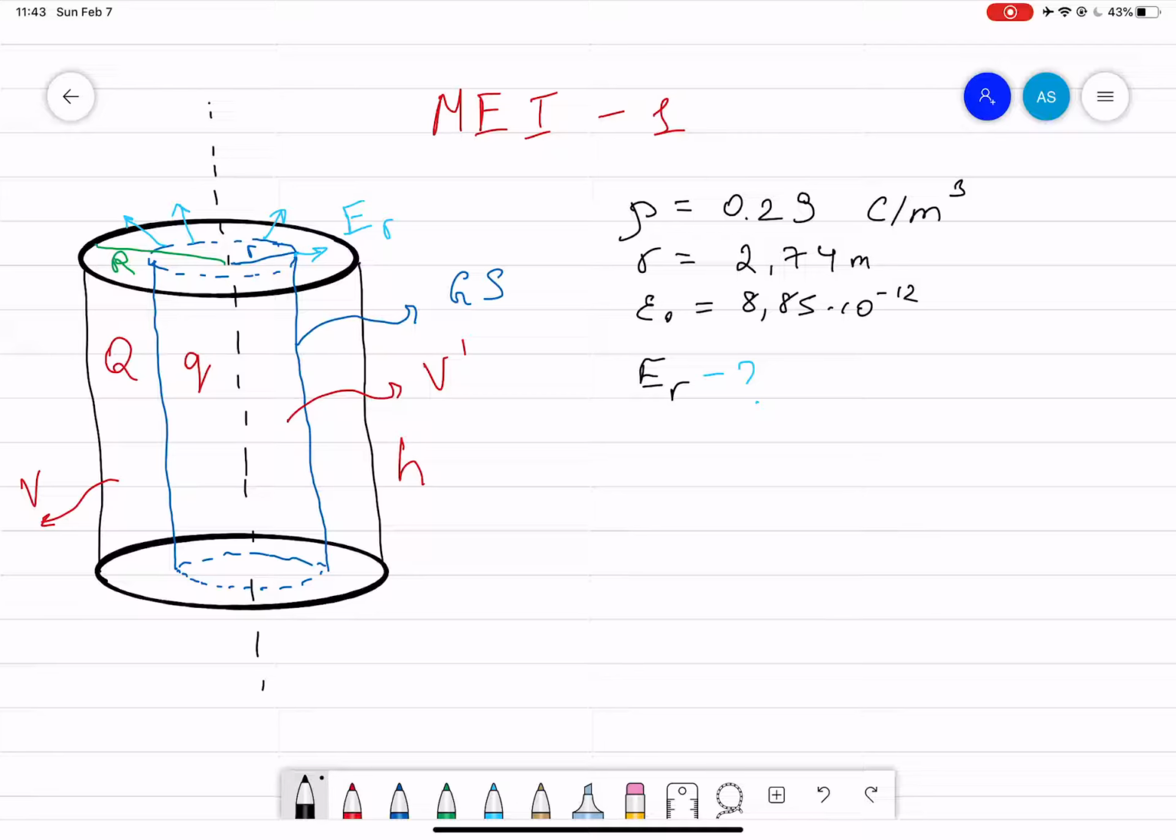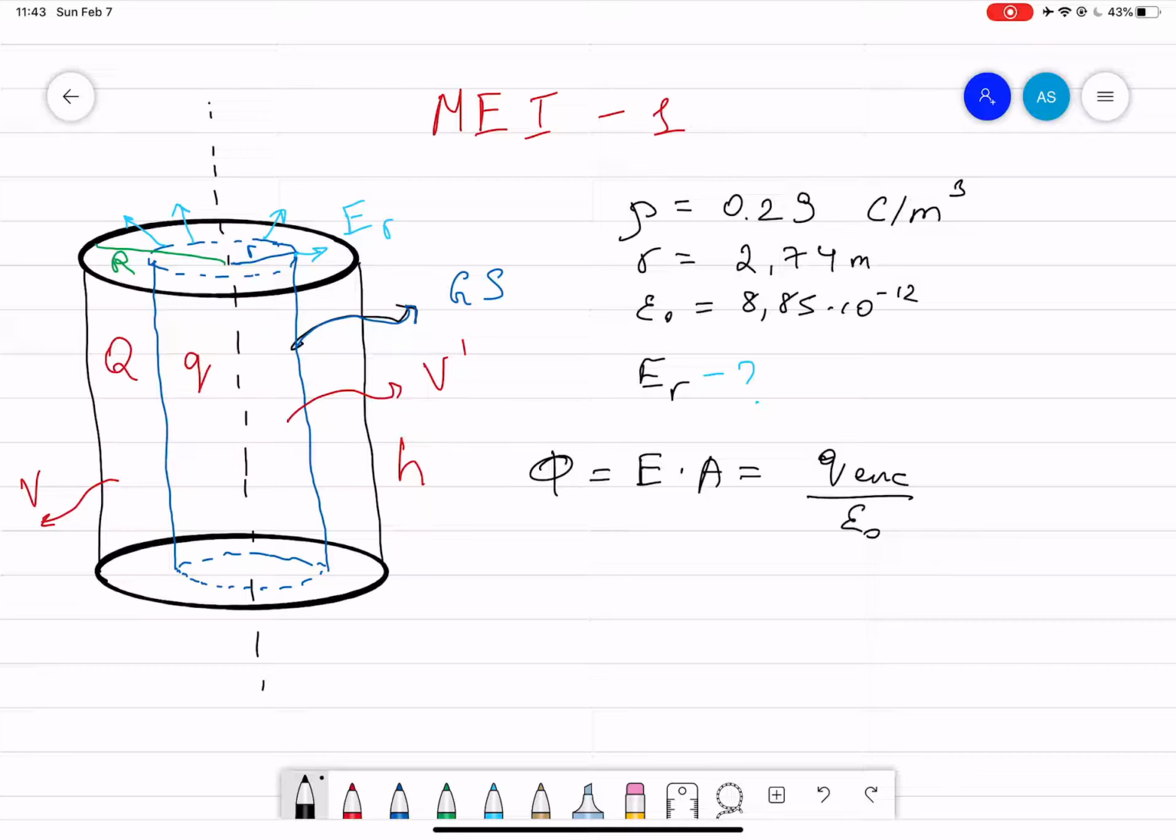First of all, let's start with the formula where we have the flux, which is E times area, equal to Q enclosed divided by epsilon naught. Now we have to draw a Gaussian surface at the distance of small r from its axis. So that means, what is the area of this Gaussian surface? As you can see here, this Gaussian surface is a cylinder.